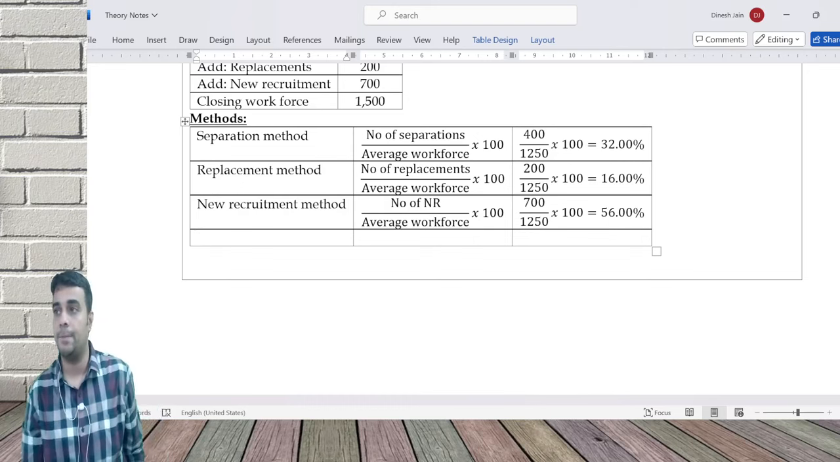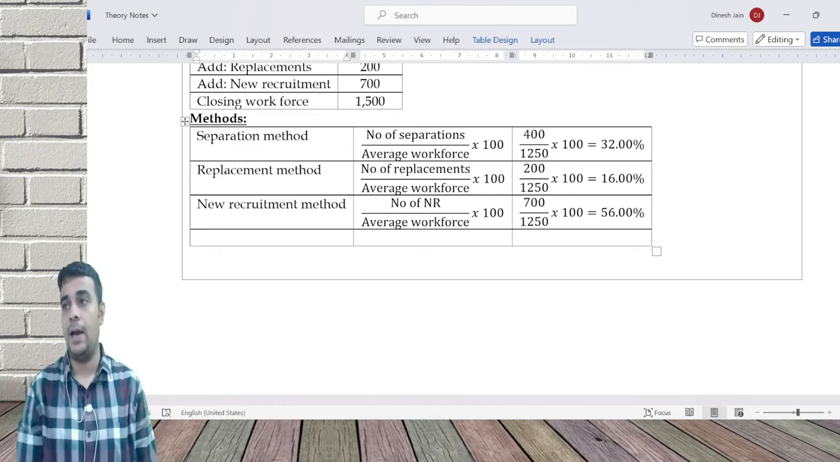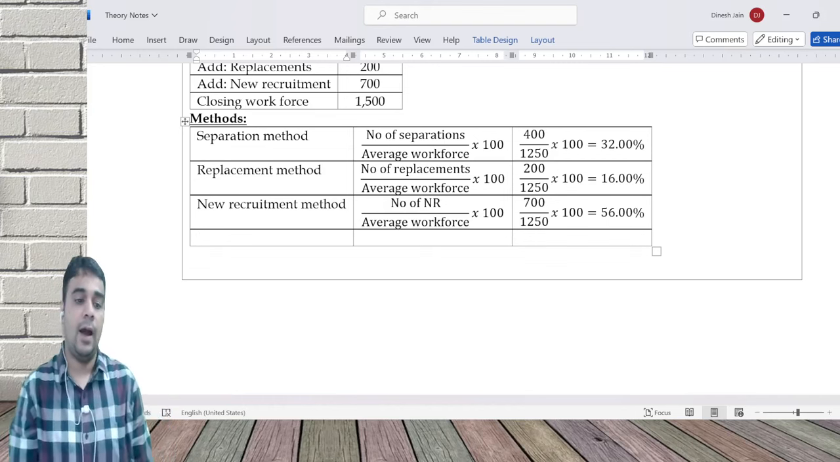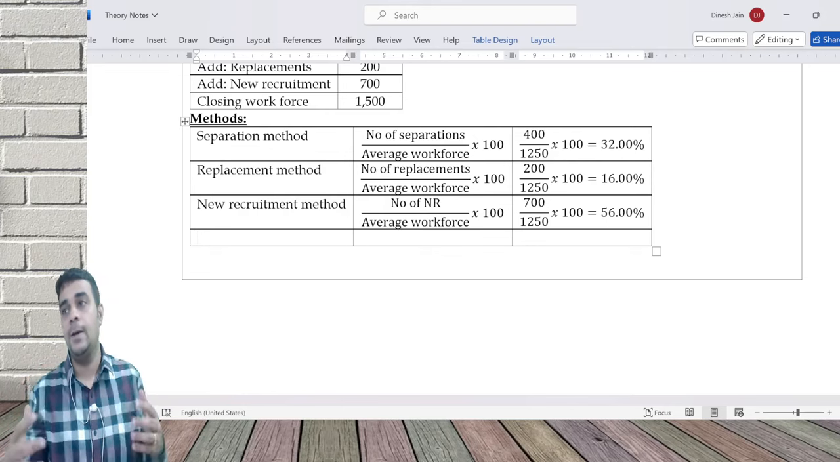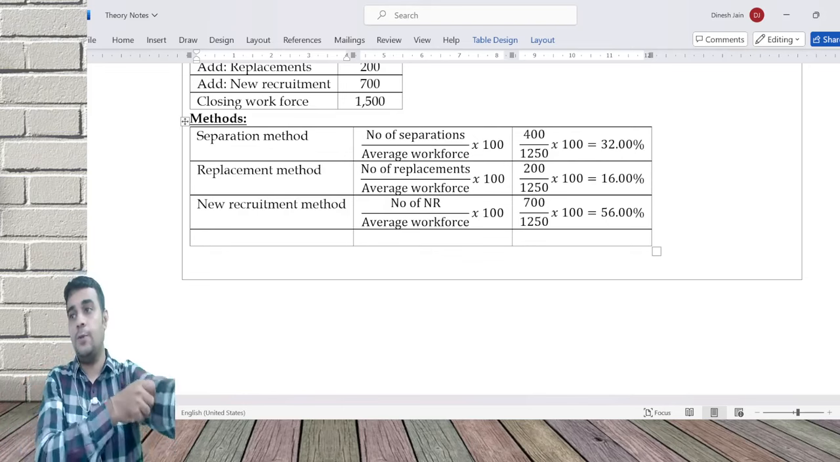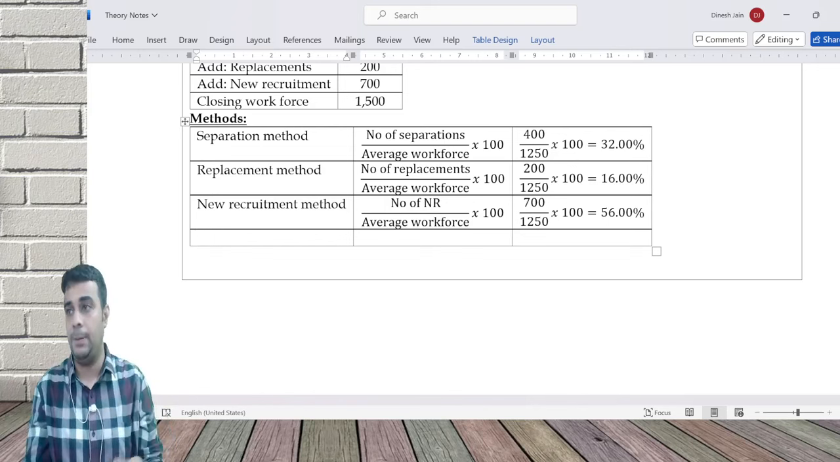It's a caution for the company, because if replacements keep happening, recruitments keep happening, and separations keep happening so big, the composition changes a lot. If composition changes, then you have to keep training people.